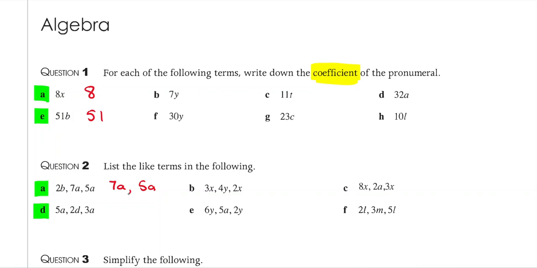I also highlighted this one: 5a, 2d, and 3a. Which ones are the like terms? Yes, the ones with the same letters, 5a and 3a.